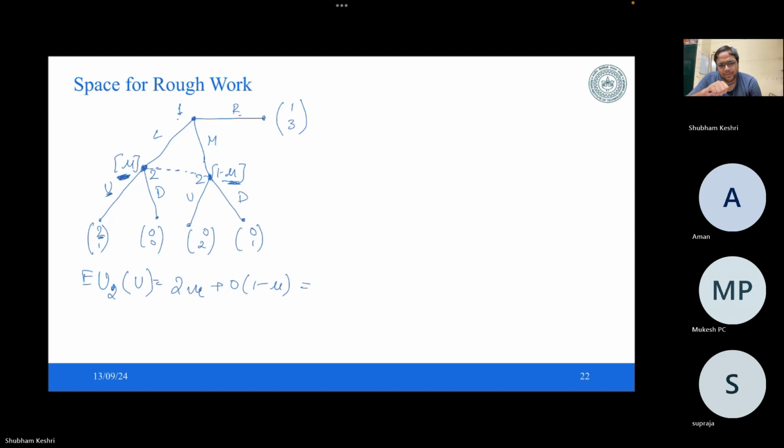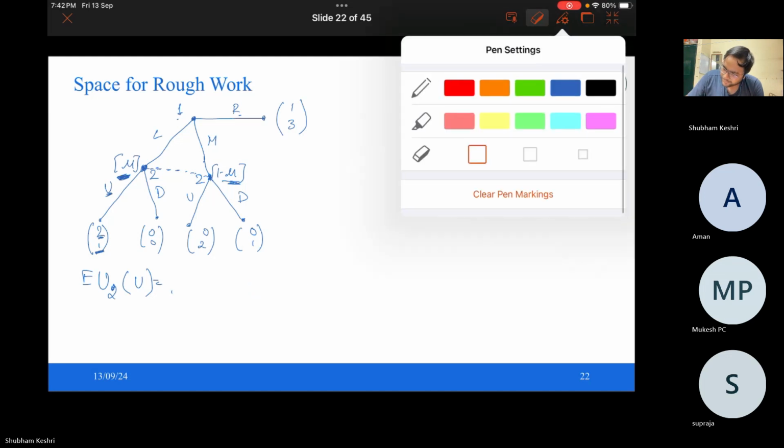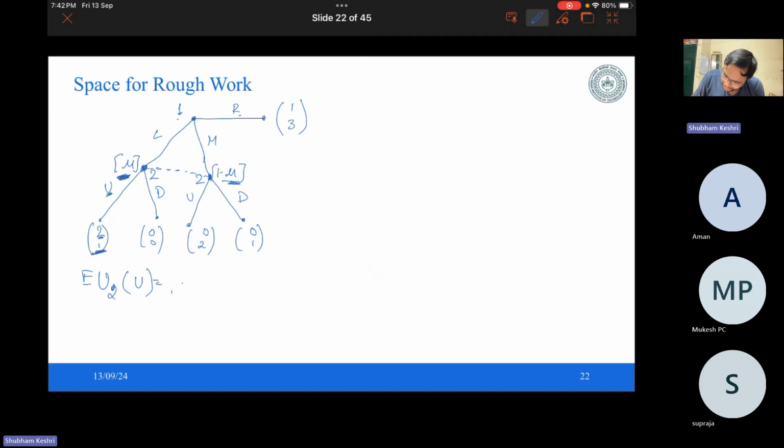No, this is the utility of player 2, right? I'm sorry. So this is the utility of player 2. It should be 1 times mu plus 2 times 1 minus mu. This is mu plus 2 minus 2 mu, which is 2 minus mu. Alright. And we do not take anything pertaining to the R option into the expected utility, because he is getting a utility of 3 over there.